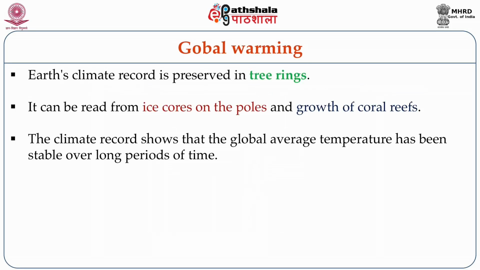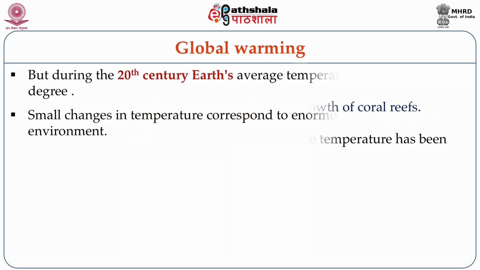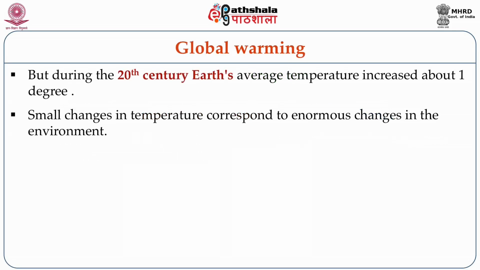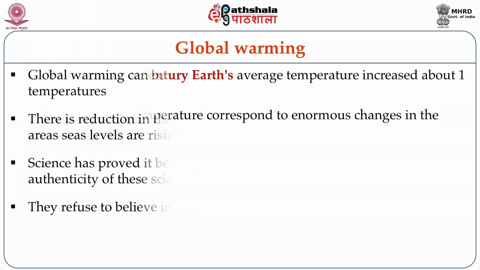Earth's climate record can be read in the rings of the tree. It can also be read from the ice cores at the poles. Growth of coral reefs gives us an indication of what the climate was in the past. The climate record of nature shows us that the global average temperature has been stable over long periods of time. Only during the 20th century, Earth's average temperature started to increase. It increased by about 1 degree. Small changes in temperature correspond to very large changes in the environment.